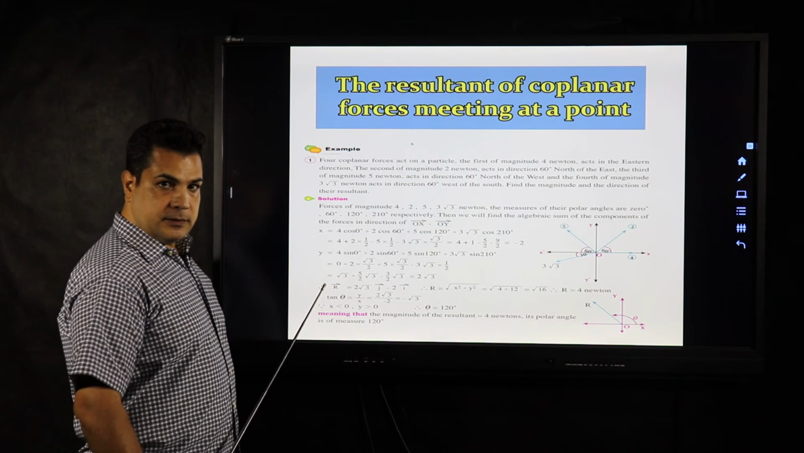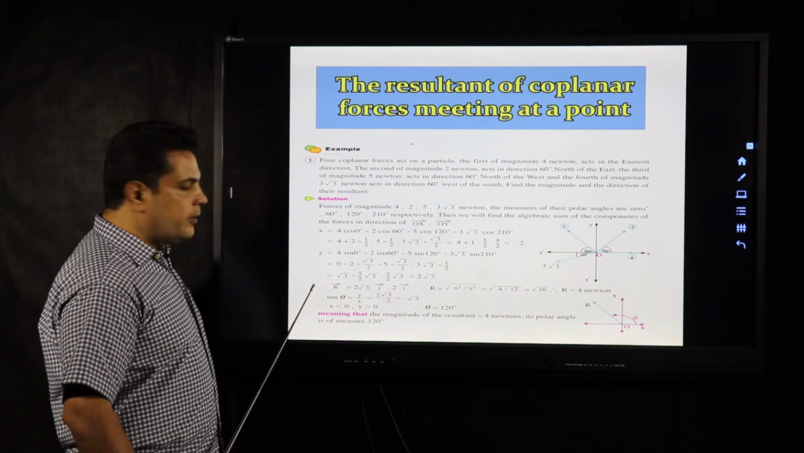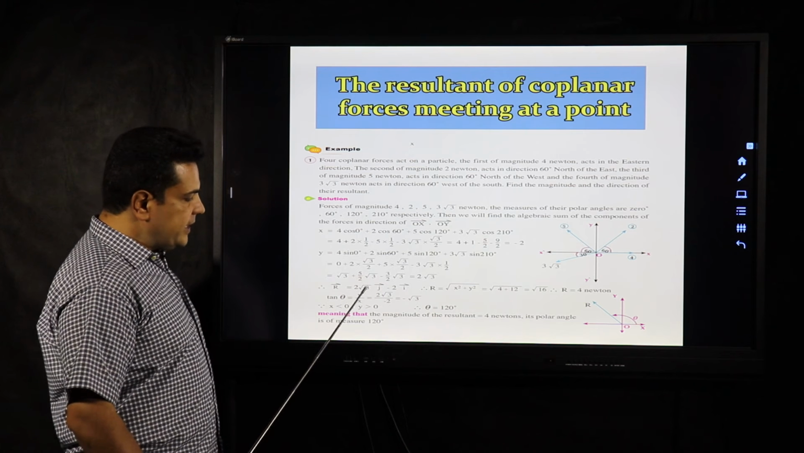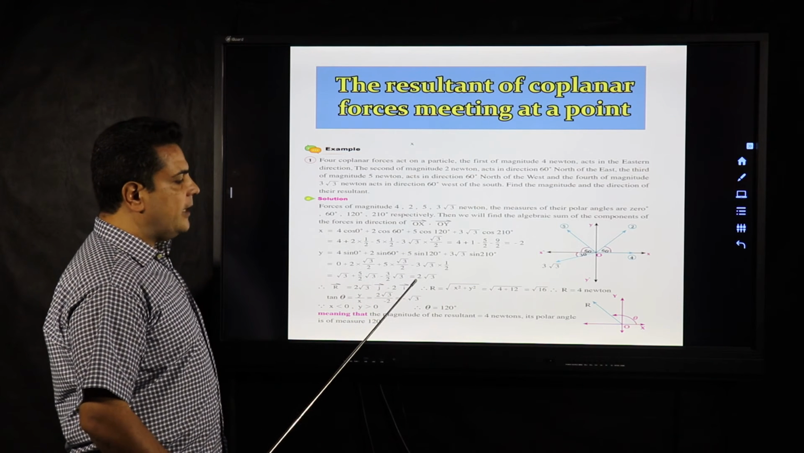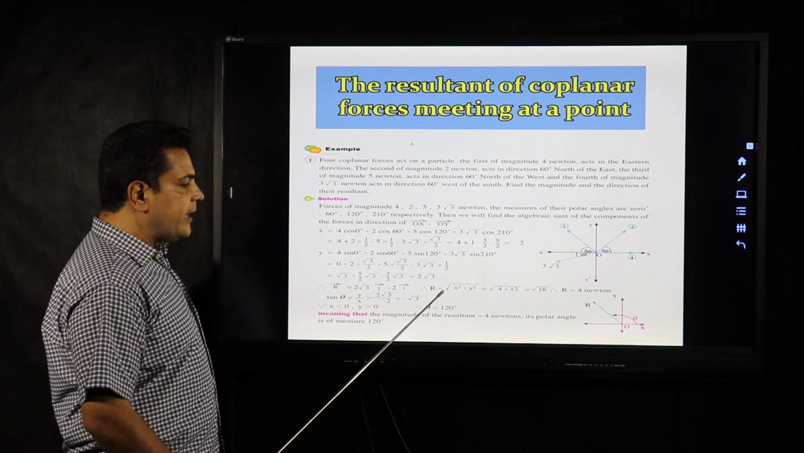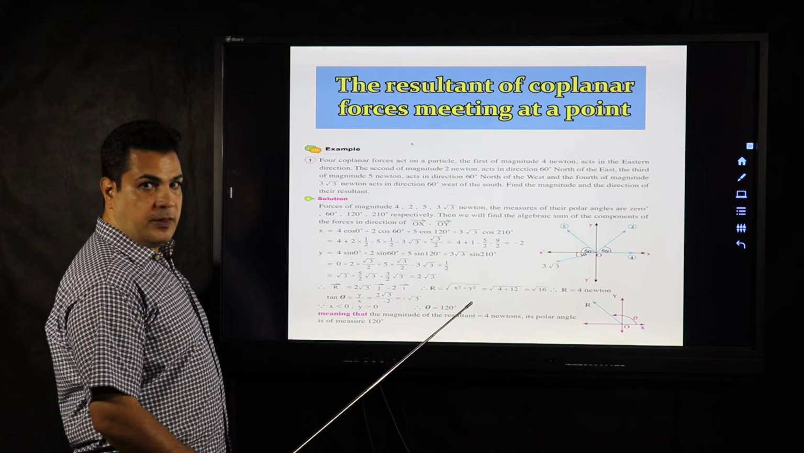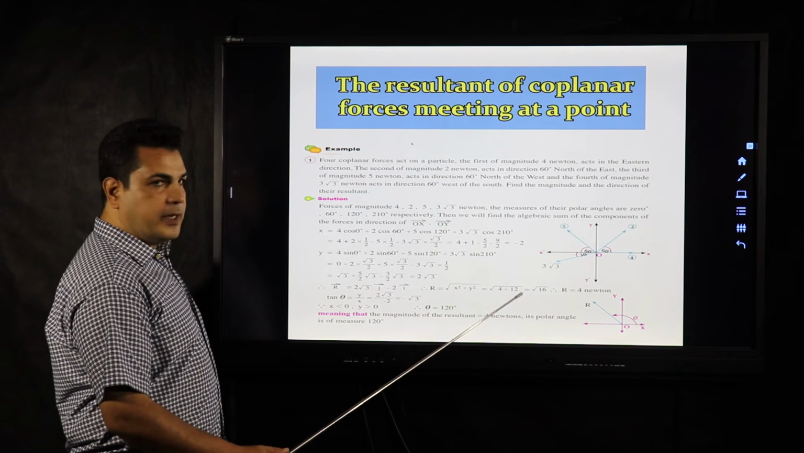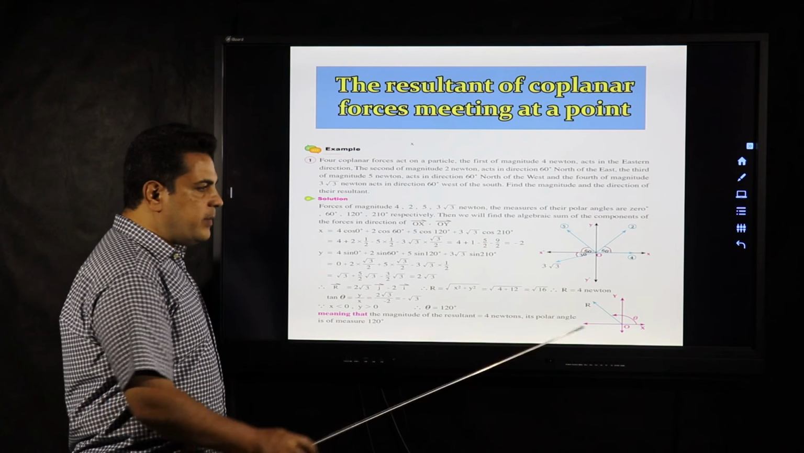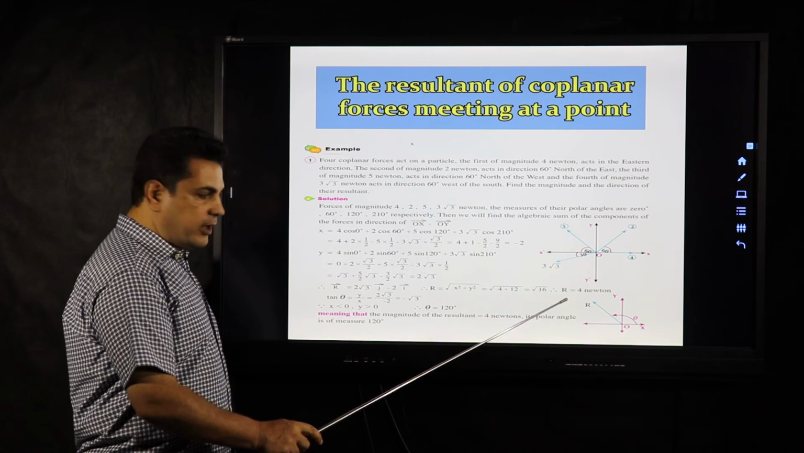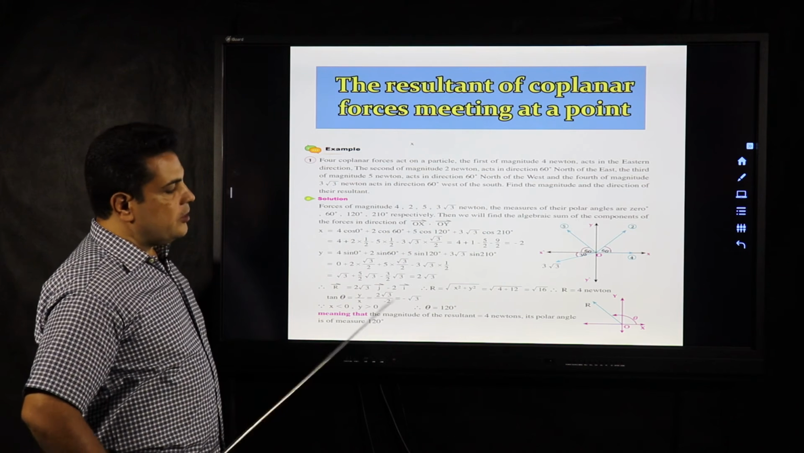The resultant R, the vector, equals 2 root 3 i minus 2j. And R equals the square root of x squared plus y squared, that equals root of 4 plus 12, equals root 16. Then R equals 4. This is the magnitude.